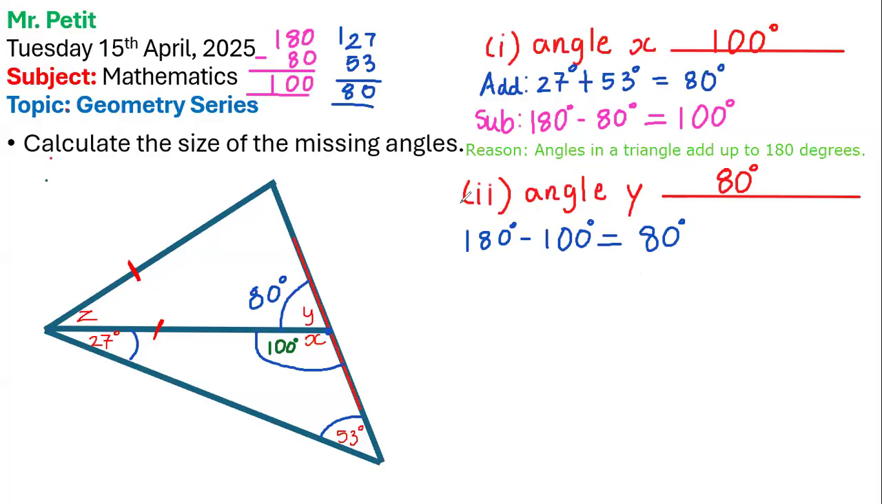All right, so what's the reason? The reason is what? Angles on a straight line at a common point add up to 180 degrees. Very good. And so let's put that reason down. The reason is angles on a straight line at a common point add up to 180 degrees.